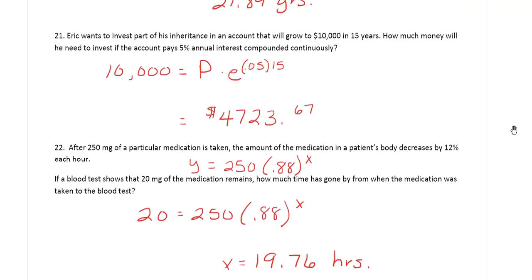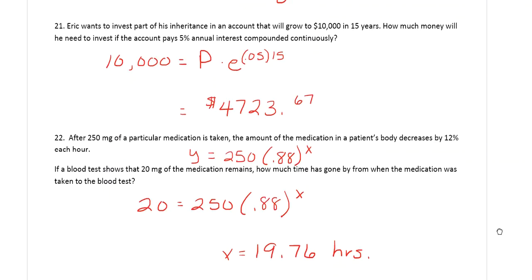Okay, 21, I hope you read that he wants to end up with $10,000. That's the ending value, so we do not know the principal. We don't know the initial value. So this one was just take e to that exponent and divide both sides by that number.